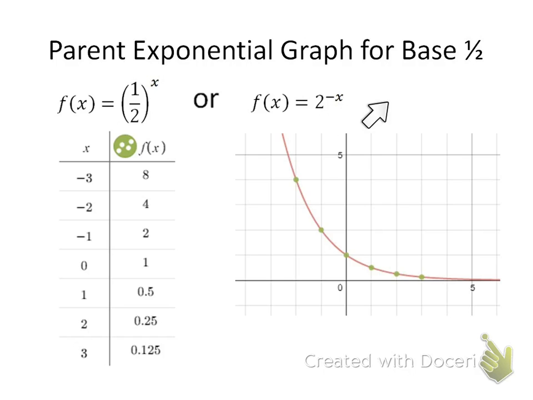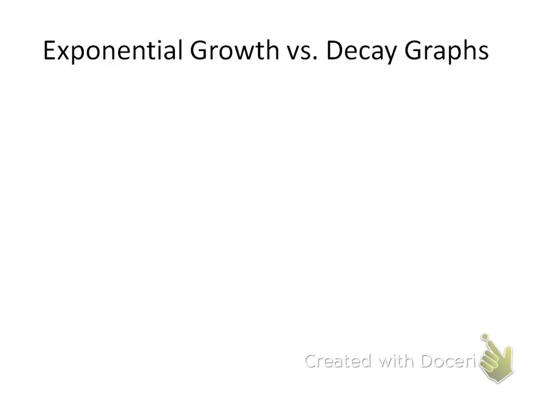So let's note the similarities. The parent exponential graph for base 1/2 is taking a half to a power, or fractions can be written as the denominator to a negative power. The x-axis is still an asymptote, and the y-intercept is still 0, 1. So for decay, the y-intercept is still 0, 1. Let's get a general sense of the difference between exponential growth versus decay, whether we're talking about the graph or the function notation.